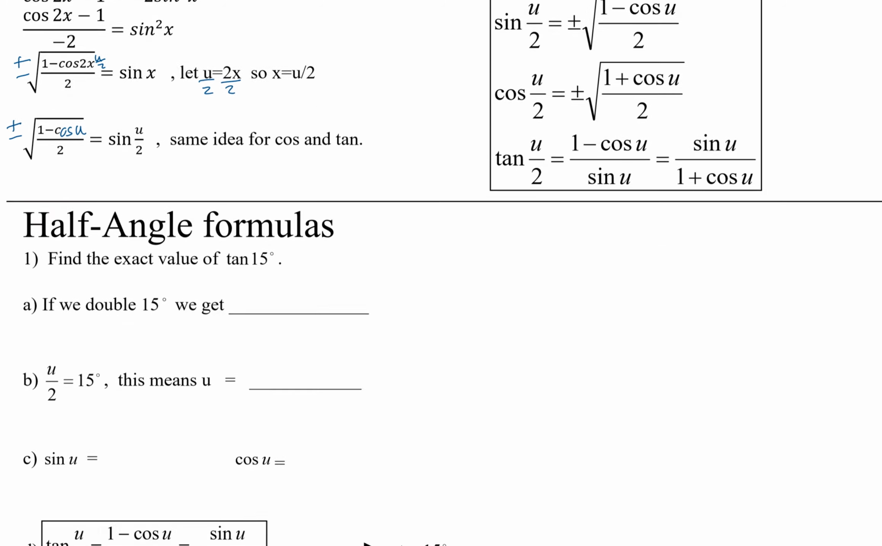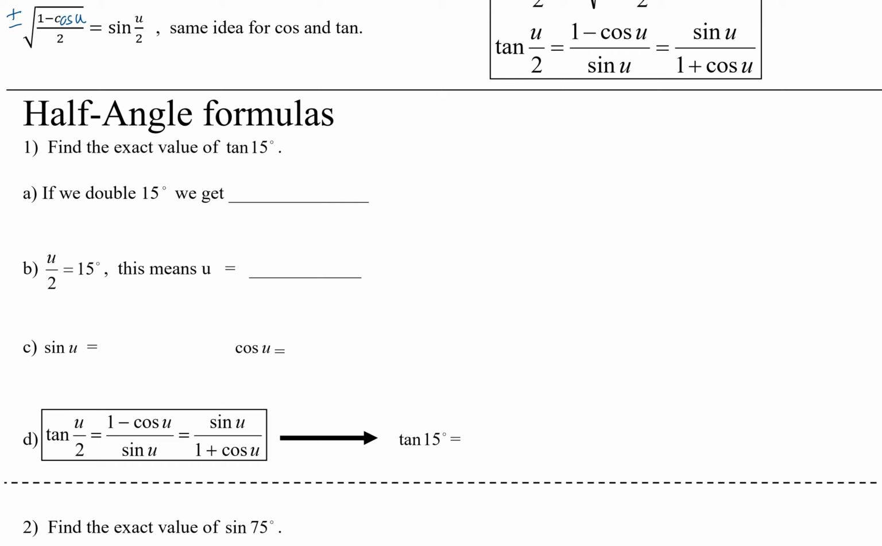One way we use half angles is we can find exact values with things that we can double. So if you double 15, and while we're saying doubles, you'll see why in a minute, we get 30 degrees. That shows up on our unit circle. So if we have u over 2 equals 15, this means that u would equal 30 degrees. So sine of u would be 1/2, and cosine of u would be rad 3 over 2.